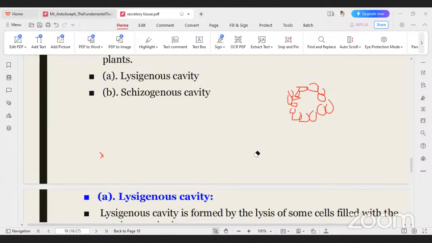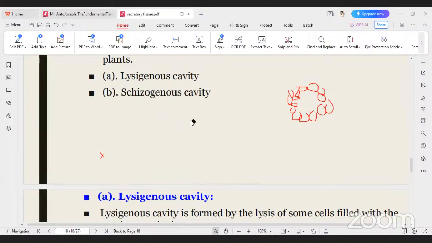After cavity formation, some chemicals are secreted inside the cavity. It does not appear outside. That's why it is called internal. So this is called lysis or lysigenous cavity.